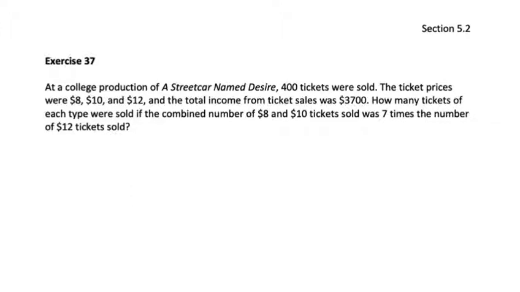So we have three different ticket prices here, the $8, $10, and $12 tickets, and that tells me that I need to have three variables. And I also need to have three equations in order to be able to solve. So I'm going to let x be the number of $8 tickets, y be the number of $10 tickets, and z be the number of $12 tickets.